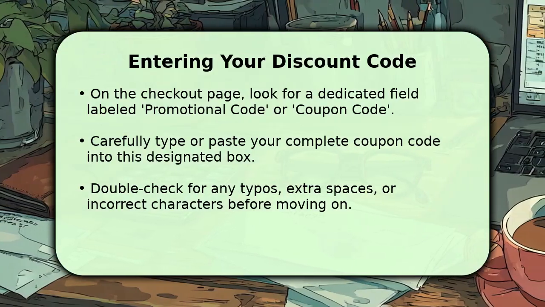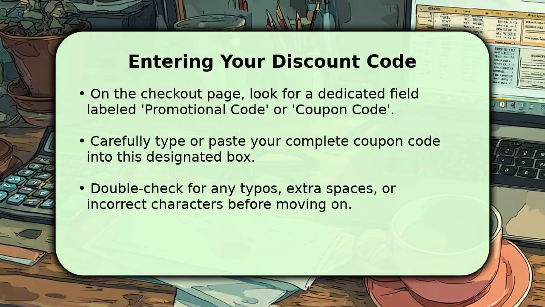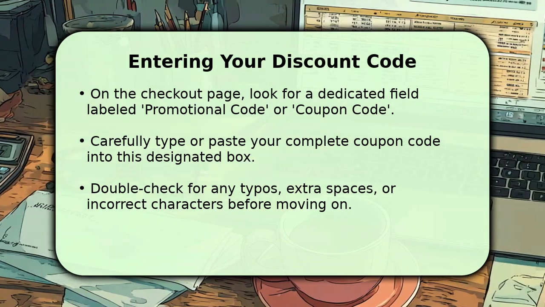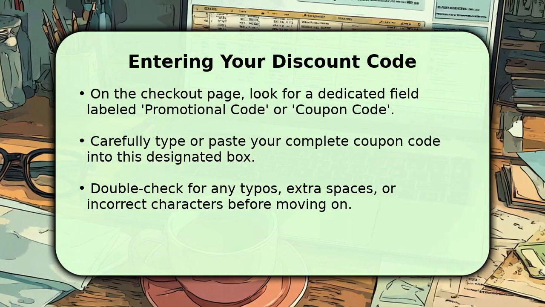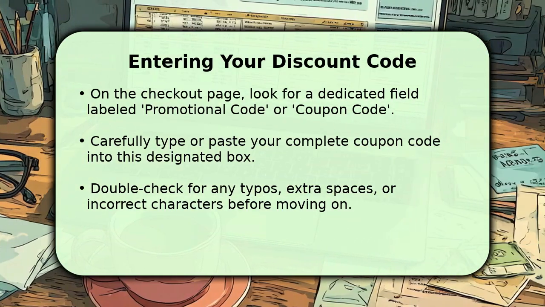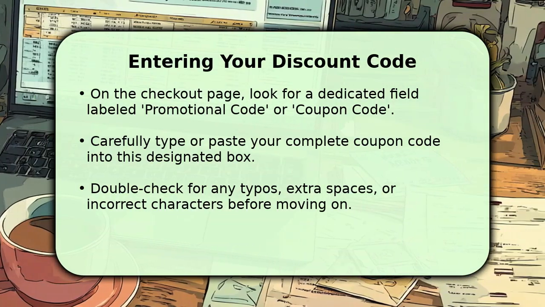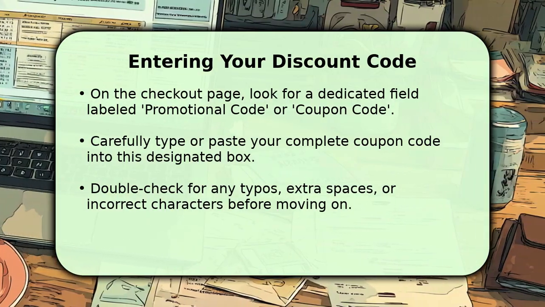Once you are on the checkout page, scroll down slightly, and you should spot a clear field. It's typically labeled promotional code or coupon code, usually found near your order total. Click on this box and then carefully type in or paste your entire code. Take an extra moment to verify that every character is correct. Even one small error could prevent the code from applying successfully.